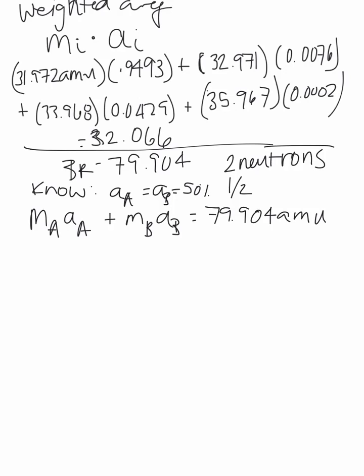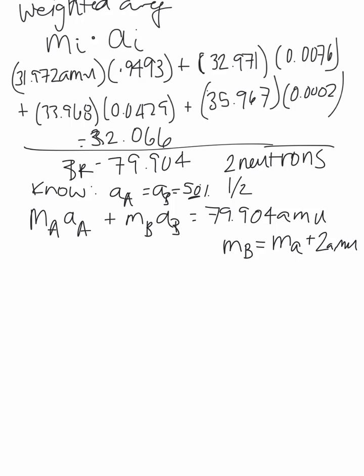So we know that the abundance of A is equal to the abundance of B, which is around 0.5. We also know that the mass of B is equal to the mass of A plus 2 AMU. Because again, one of our isotopes is bigger than the other by 2 neutrons, which means we're bigger by about 2 AMU, or 2 AMU and some very small change.